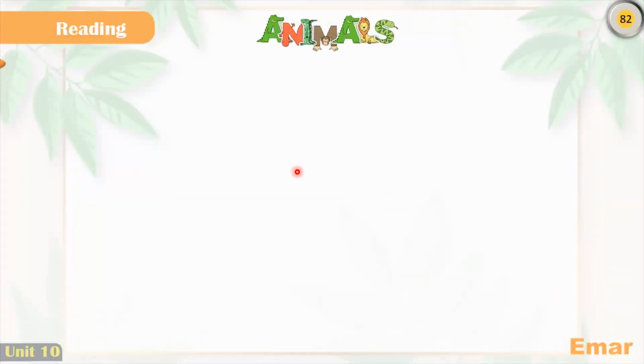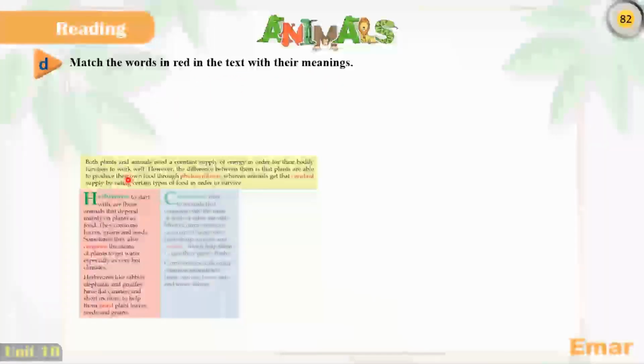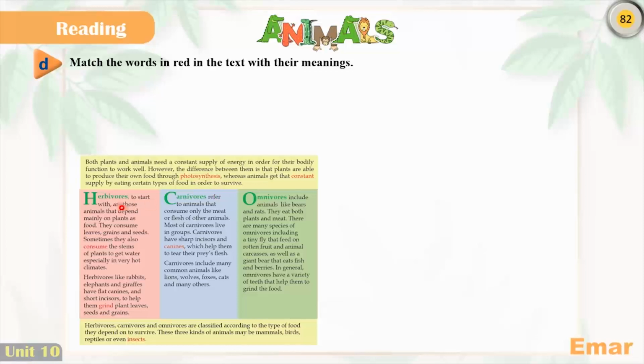Exercise number D. Match the words in red in the text with their meanings. We have words in the text, as you can see: photosynthesis, constant, consume, grind, canines, and insects. These are the words in red. Let's read the meanings and match them.